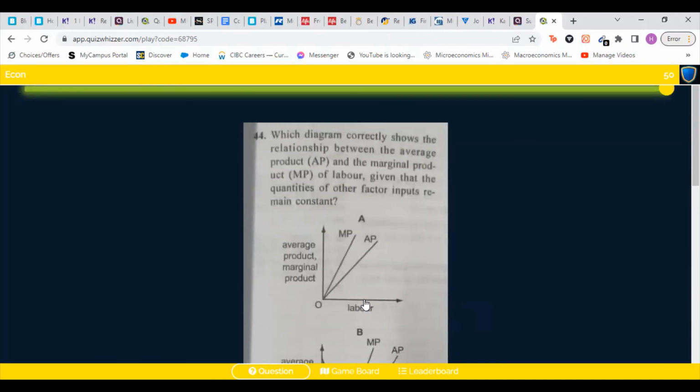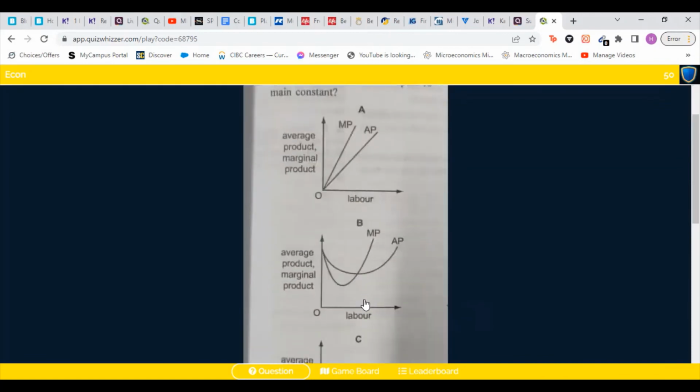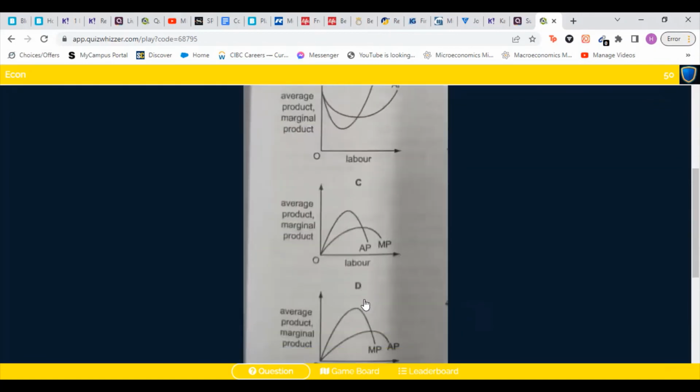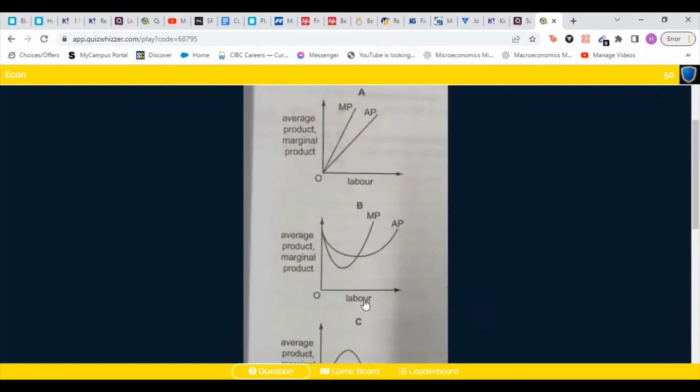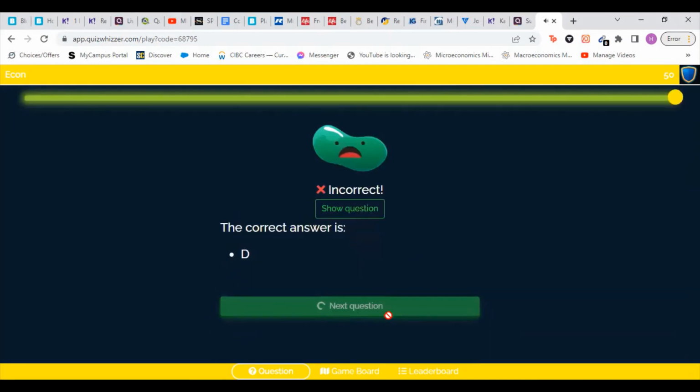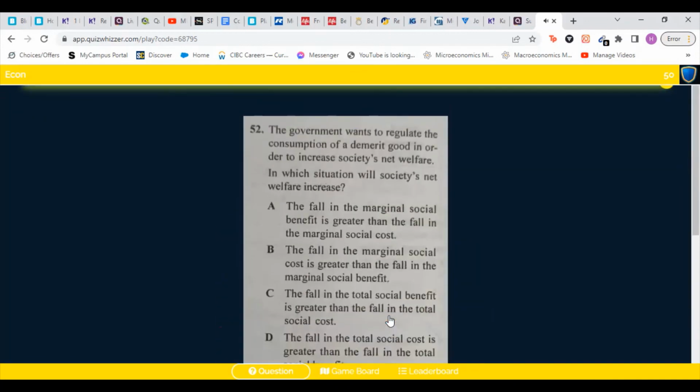Which diagram correctly shows the relationship between the average product AP and the marginal product MP of labor, given that the quantities of other factor inputs remain constant? Yeah, I think we don't have to worry too much about these. It's just kind of beyond.